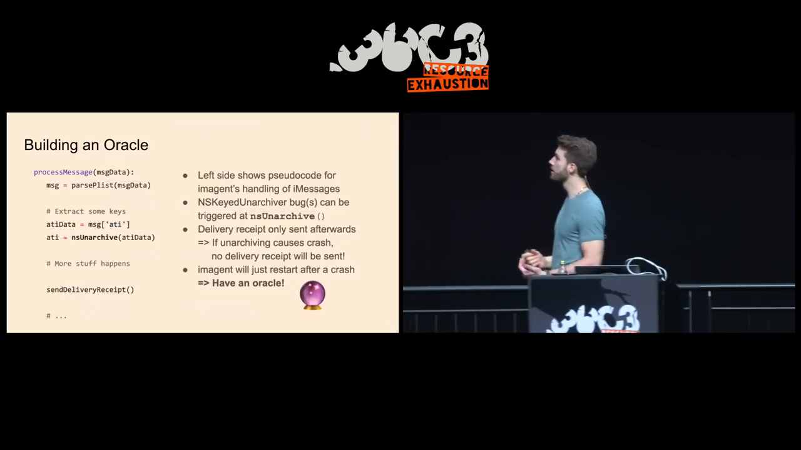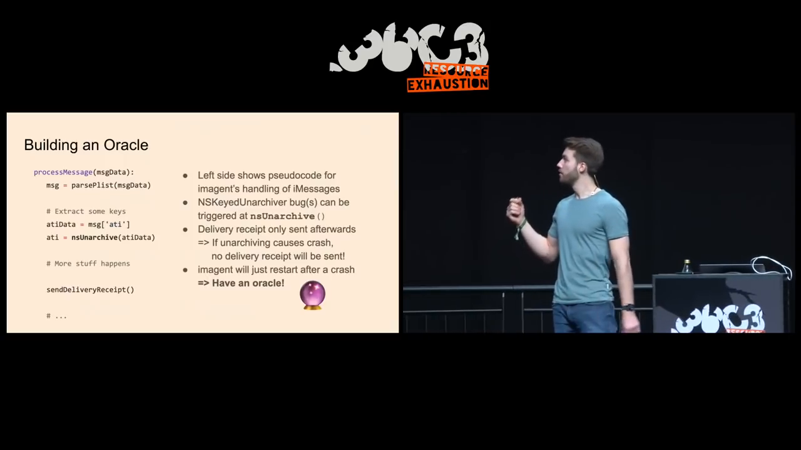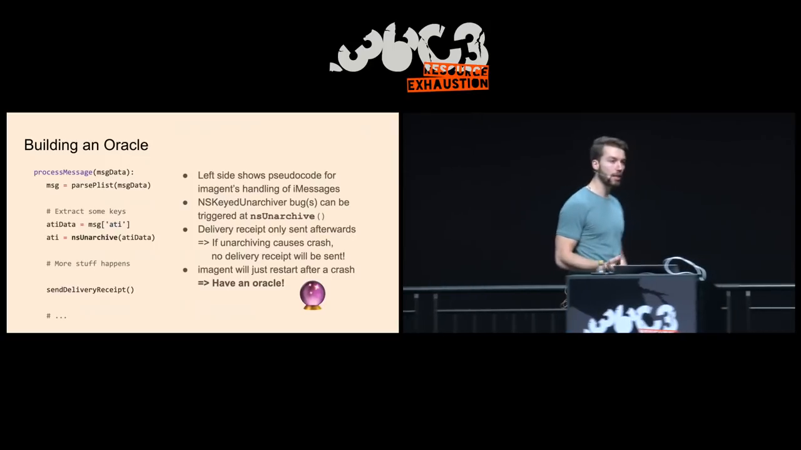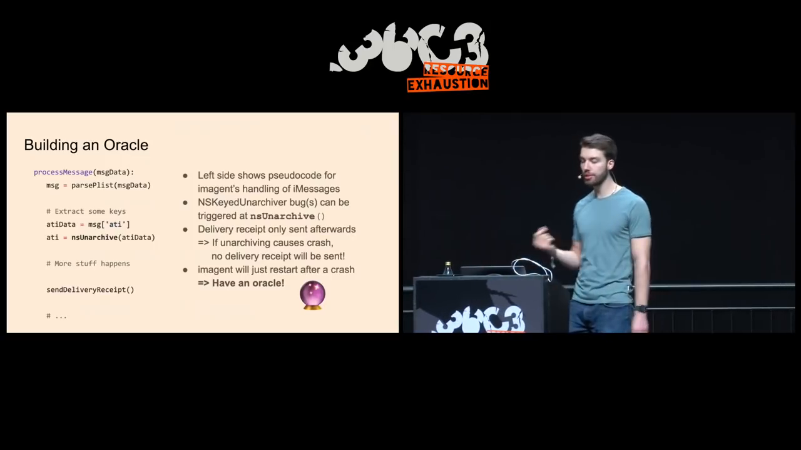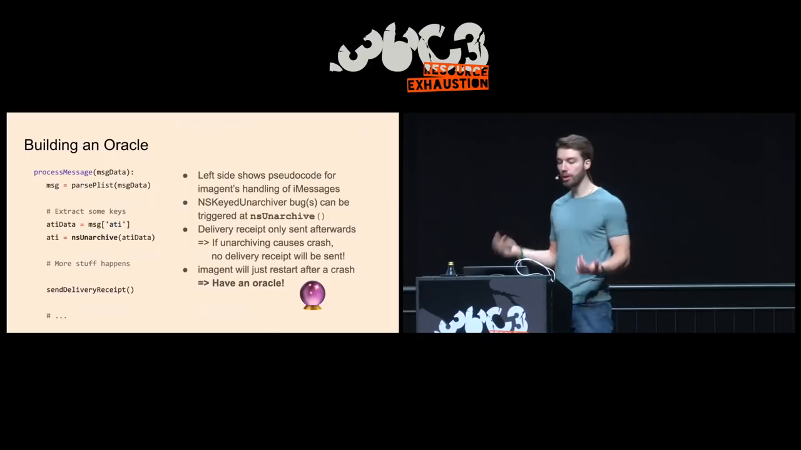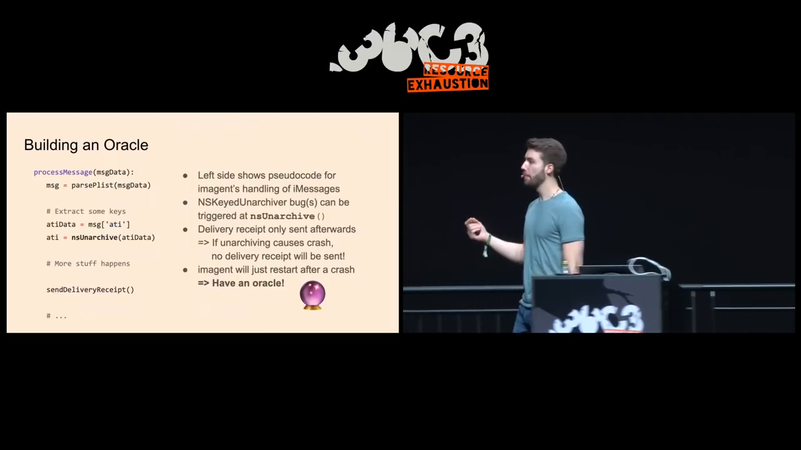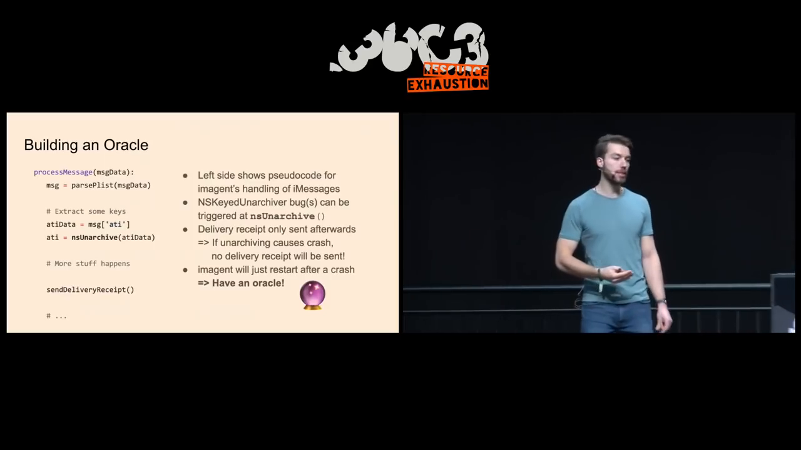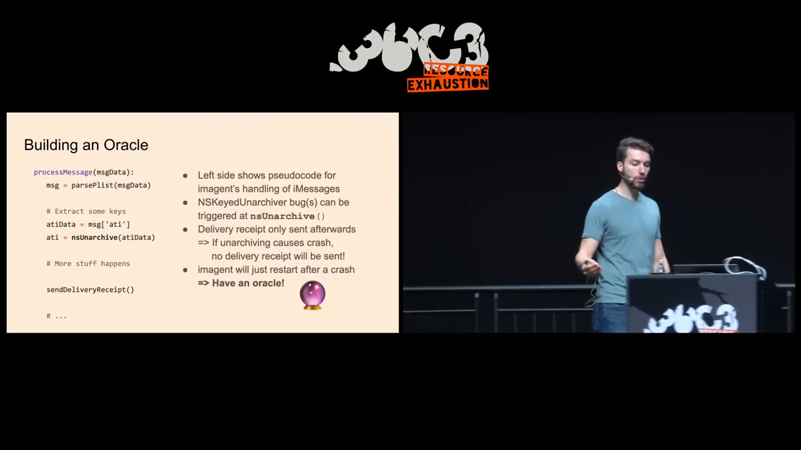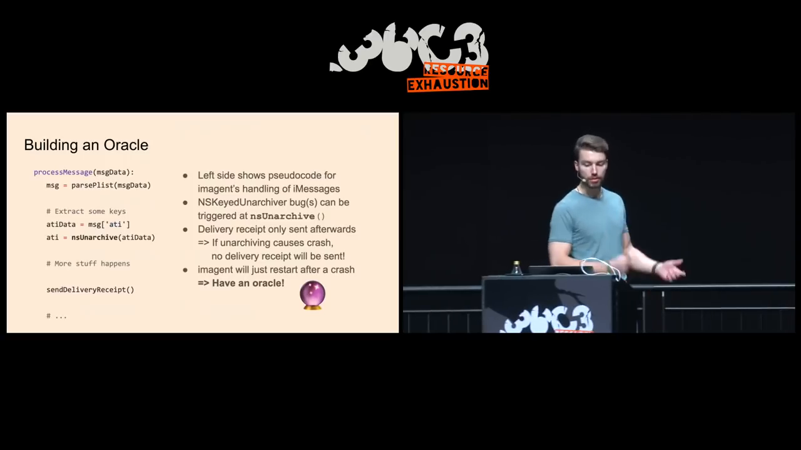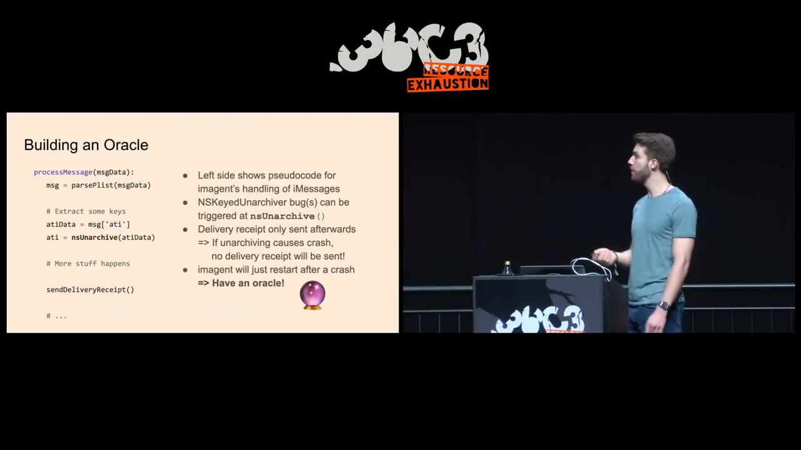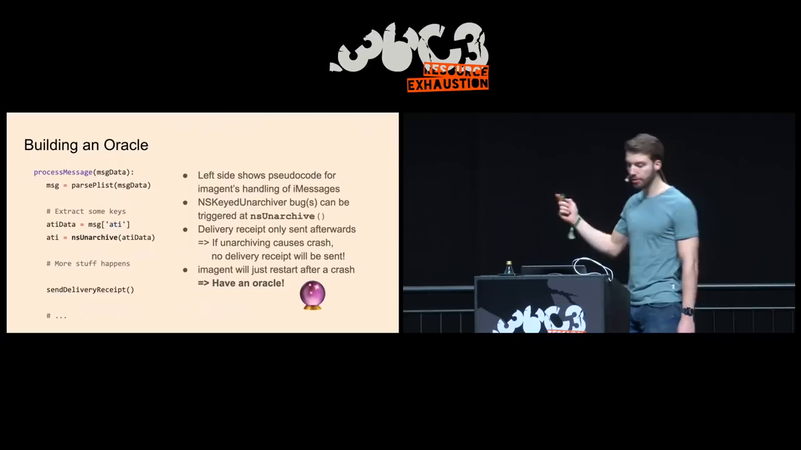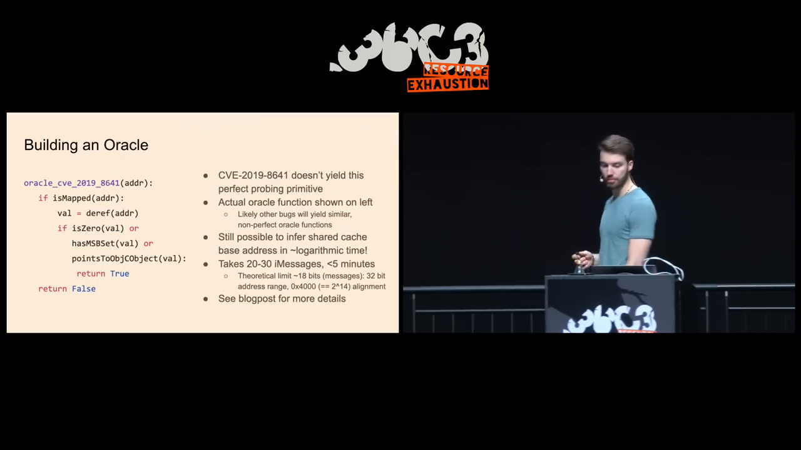So what that means is, if during our NSUnarchive we can trigger the bug and cause a crash, then we have somewhat of a one-bit side channel, right? Because if we cause a crash, then we won't see a delivery receipt. And if we don't cause a crash, then we see a delivery receipt. So it's one bit of information. And this is going to be our oracle, right?